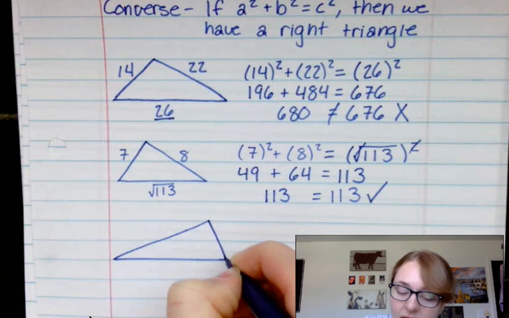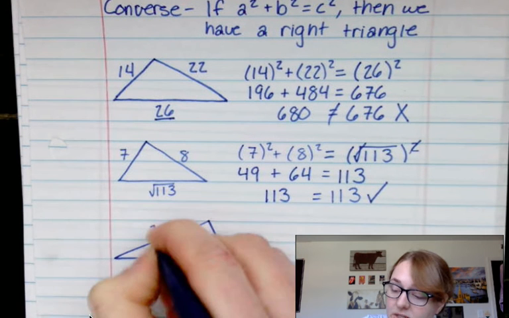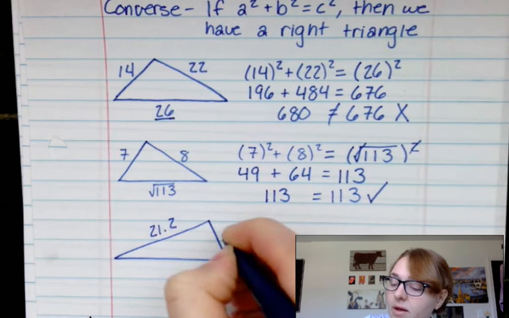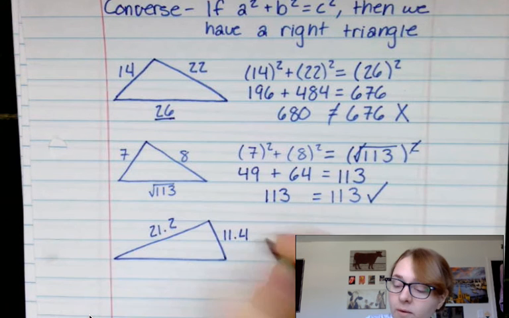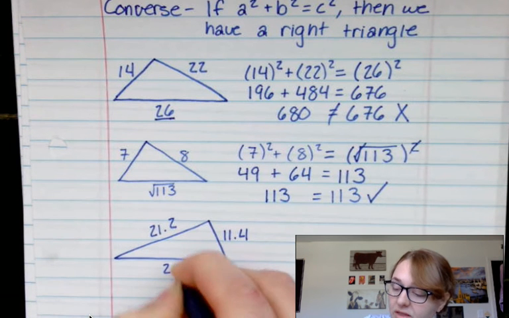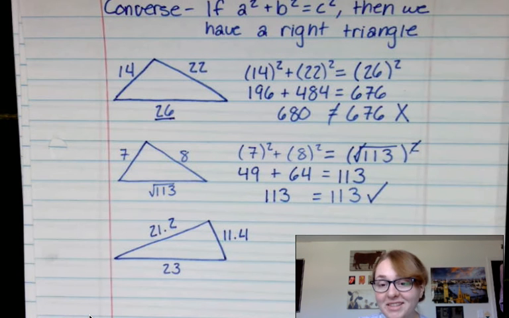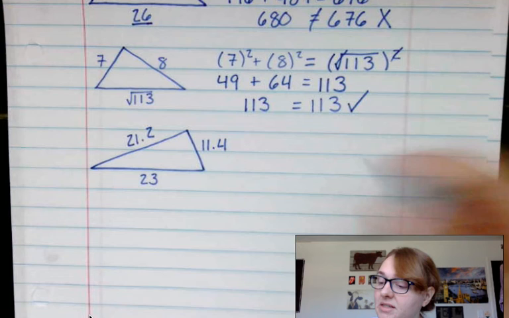We have the side lengths of 21.2, 11.4, and 23. All right, so no crazy square roots here. We can see that 23 is in fact our greatest side, making it our hypotenuse. So that's going to go on that right-hand side.